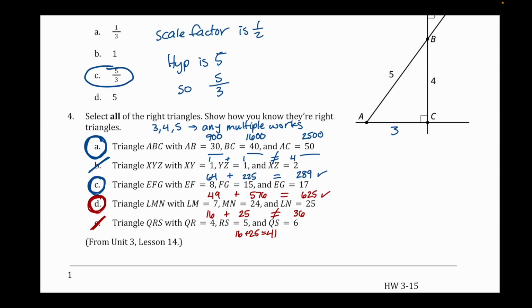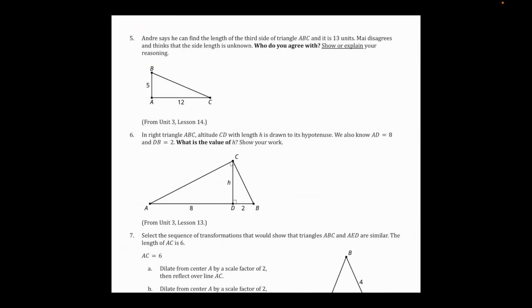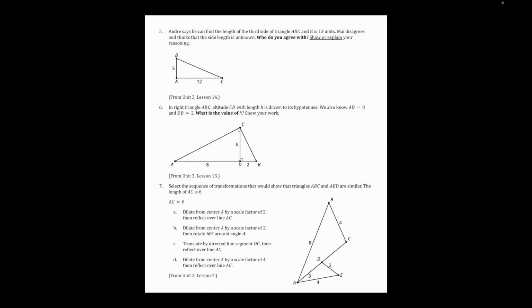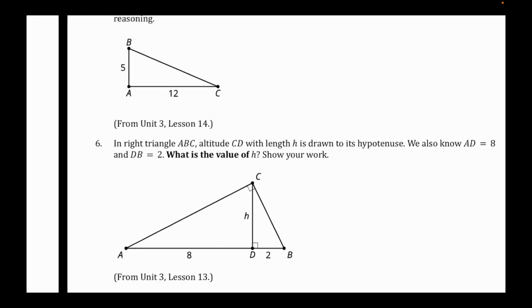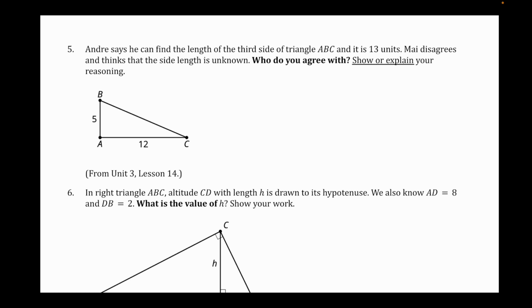Okay, we're almost done. I know this video's been long, but I appreciate you hanging in there with me. For number 5, we have 5, 6, and 7 left. So let's get on with number 5. Andre says he can find the length of the third side of a triangle and that it is 13.